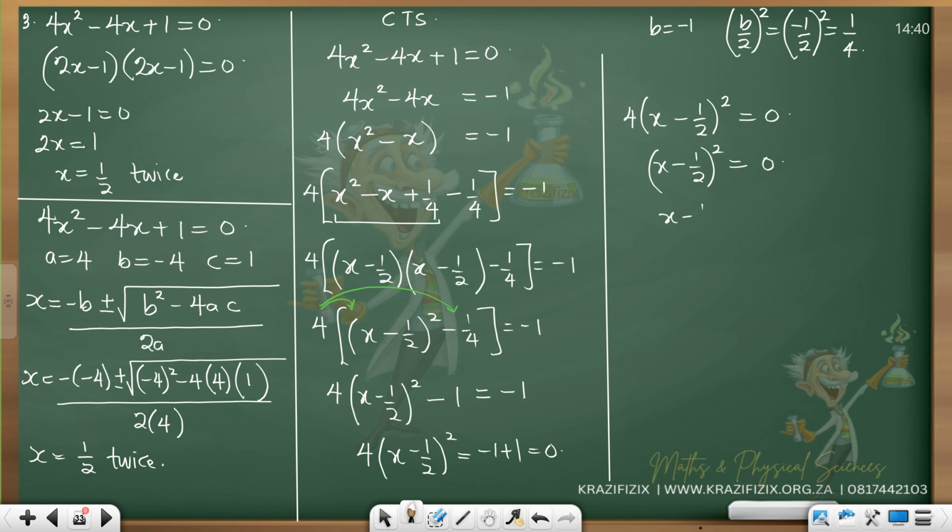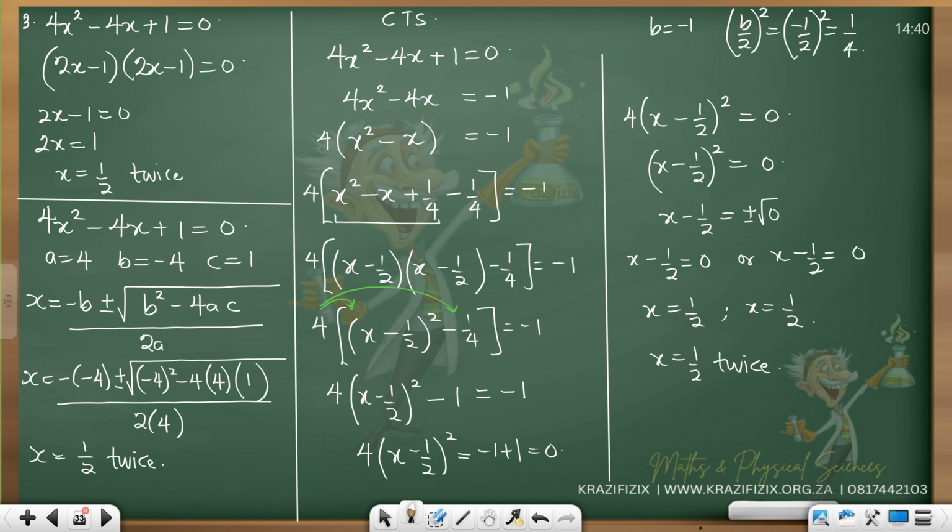Find the square root of both sides. And there's nothing like negative 0, remember? So we are saying x minus half equals 0, or x minus half still equals 0, because there's nothing like negative 0. So what is x? 1 over 2. That is x equals 1 over 2.